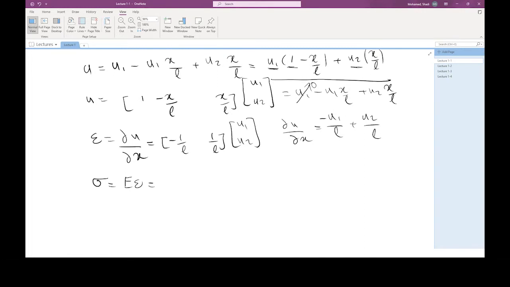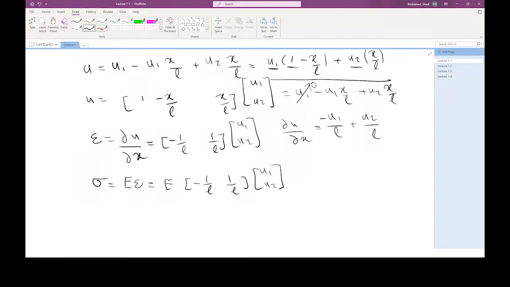But since we are living in this one-dimensional world, everything is so simple, and the relation between the stress and the strain is defined through the elasticity modulus. So you have the elasticity modulus multiplied with minus 1 over L, 1 over L, multiplied with U1 and U2. Now I'm going to pause for 1 second. I'm going to highlight this matrix here, because this is quite an important matrix.